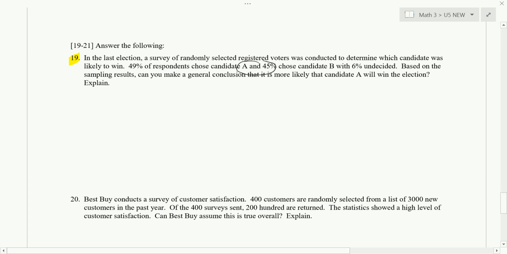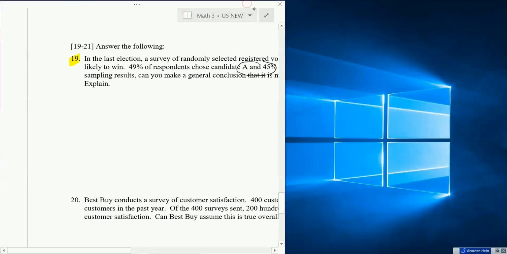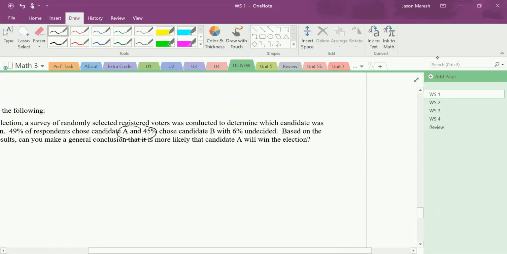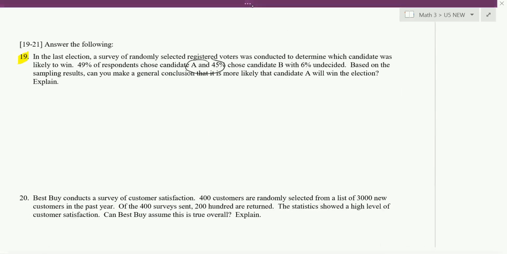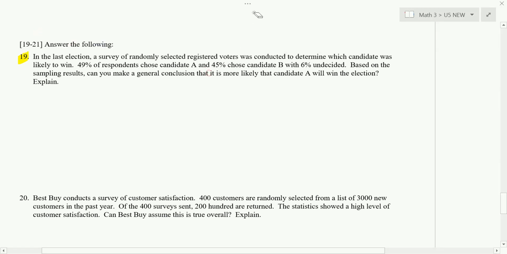Alright, so in this, candidate A had, oh, I'm sorry, I'm reading that wrong. Try that again. 49%. And 45% went with candidate B. We don't know if the method used was biased or not. If it was biased, then our results don't mean anything, and so we can't make a conclusion. Also, we don't know about the 6%. If those 6% go with candidate B, then you have more people going with candidate B.